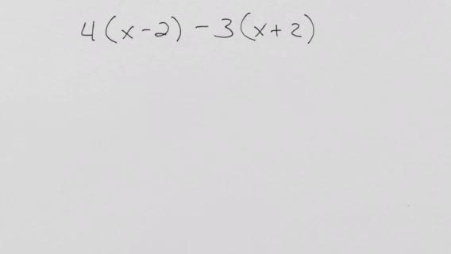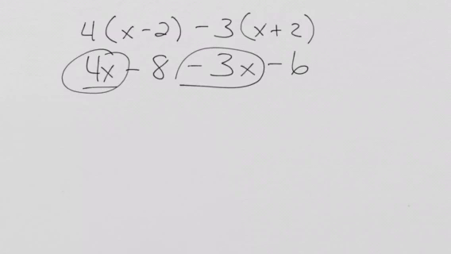Wow, a couple of parentheses, so let's clear those first. 4x minus 8 minus 3x minus 6. Now 4x and negative 3x is 1x minus 14, because that's a negative 8 plus a negative 6.